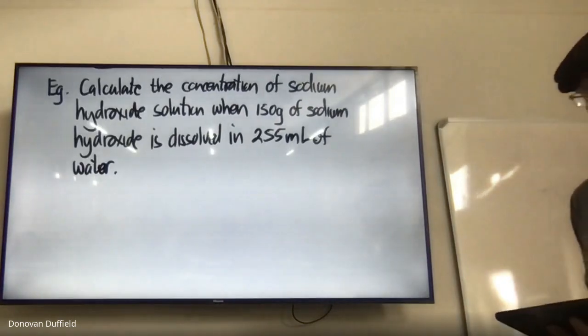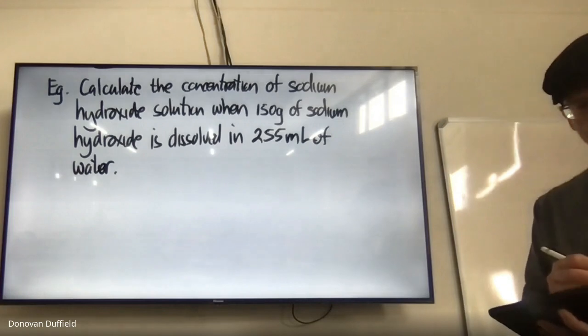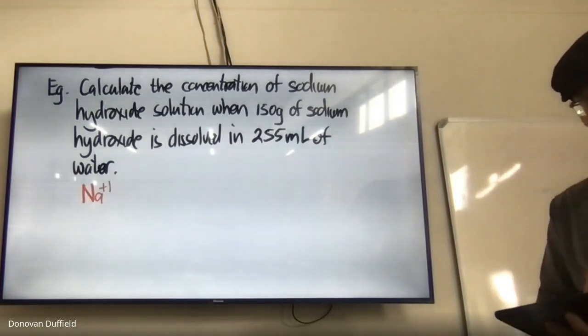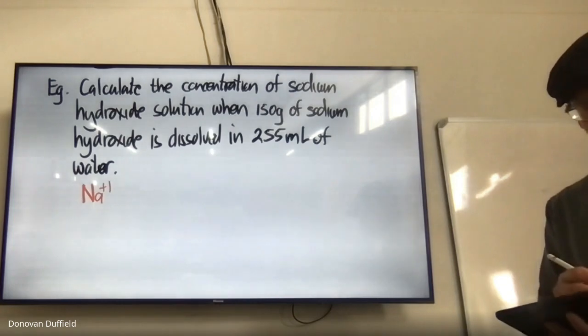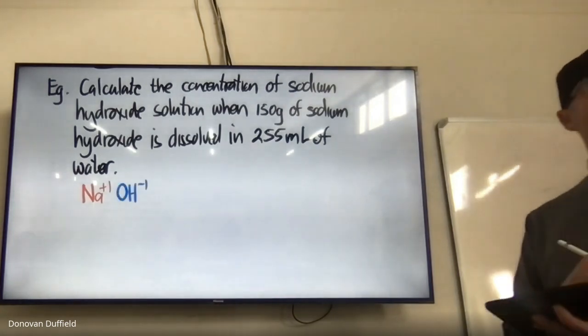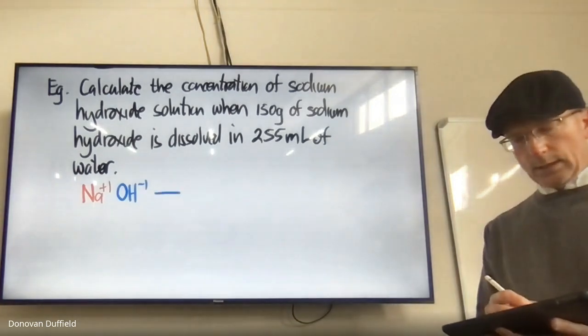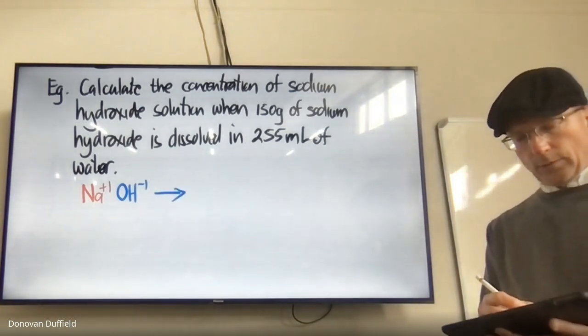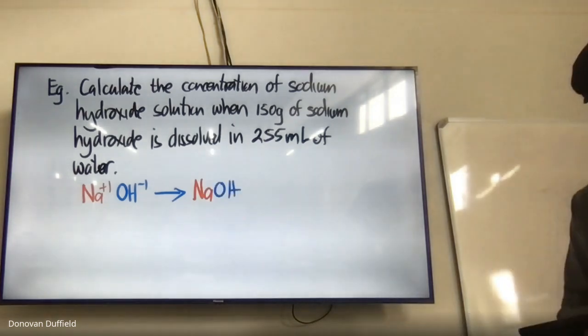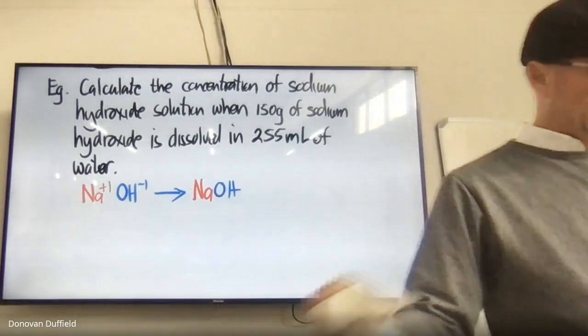So sodium is in group 1. So we have sodium plus 1, and hydroxide is OH minus 1. So this means that the formula is NaOH, sodium hydroxide. Okay.